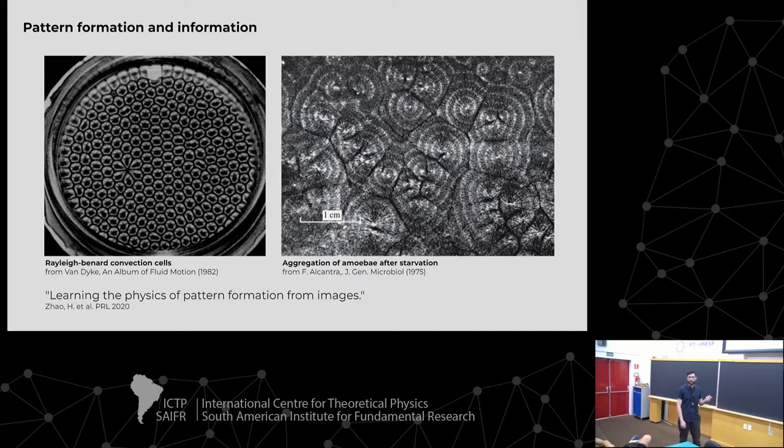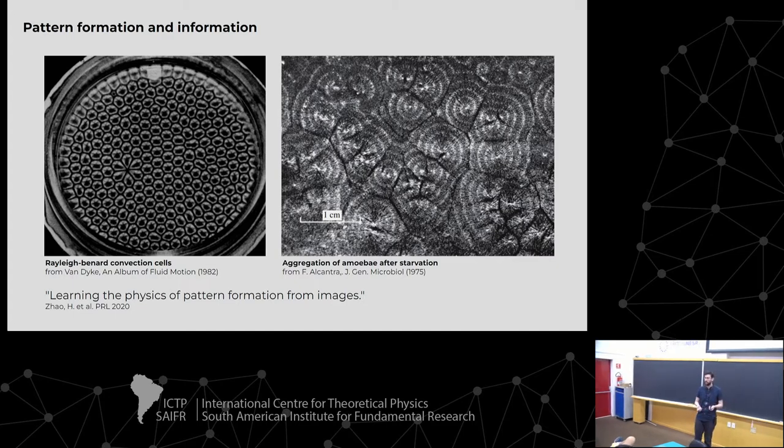And then here you have amoeba aggregating. When food is completely depleted, amoeba try to look for new places, and this process starts with aggregation. Then you can see the formation of this type of clumps that amoeba produce there.